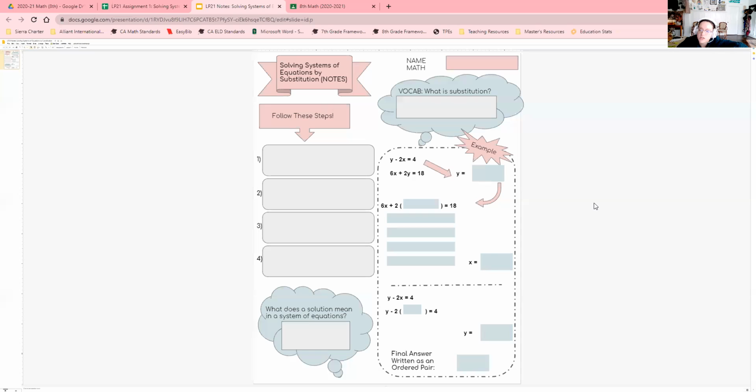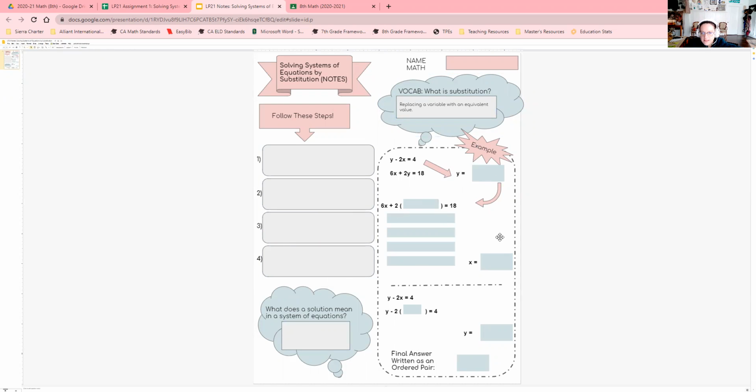Next week, we're going to look at elimination. And that'll round out systems of equations for us. So this week is substitution. We've done substitution throughout this school year a couple of different times. Now, substitution is the process of replacing a variable with an equivalent value. So we're going to take a variable, say x, say y, and replace it with something that it is equal to. We have an example we're going to follow. We're going to put down 4 steps so that you've got some good notes, and we're going to talk about what the solution means.